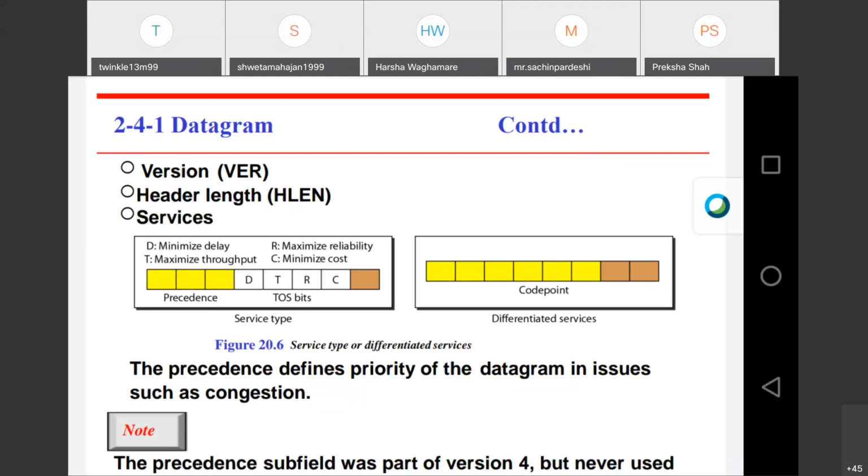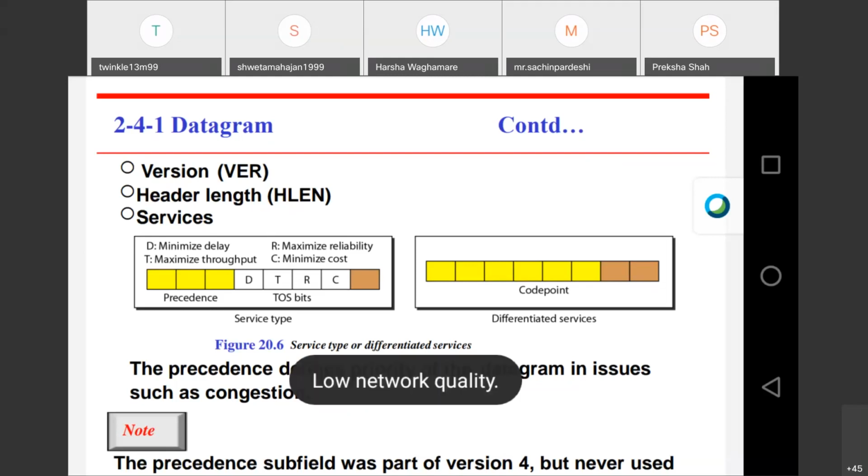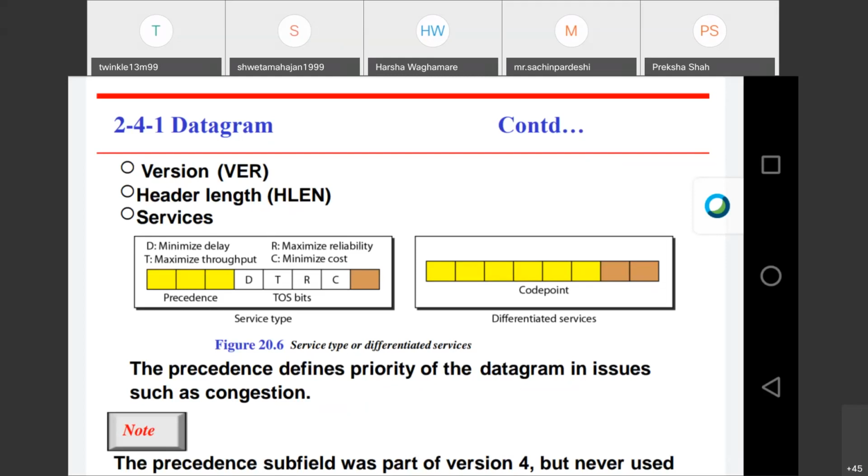Throughput. When will maximized throughput be required? If you are downloading data from the internet, at that time also you will wait. So if you are downloading data, the T bit will be enabled, because you will get the maximized throughput. You want a maximum output.